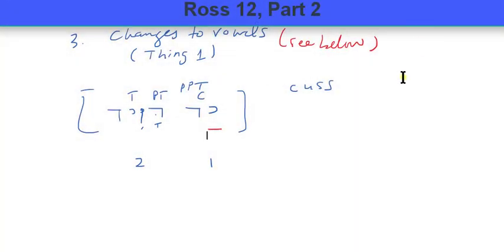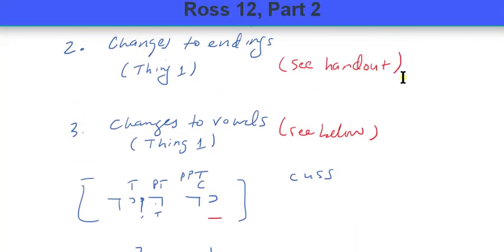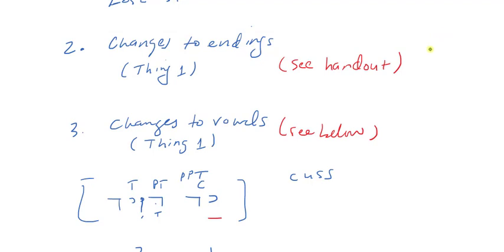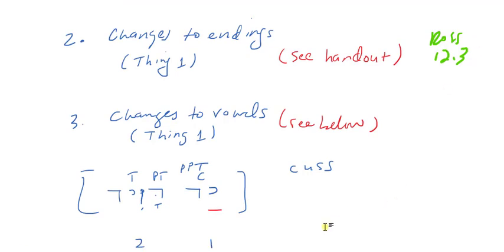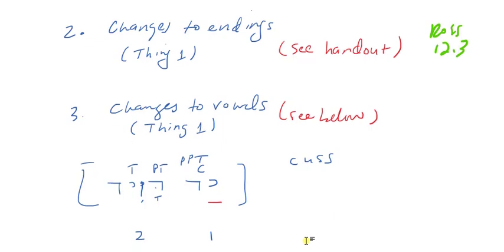All right. So in Ross 12.3, that's really what number 2 is here on my screen. So this would be where we find Ross 12.3. Change the endings. And those endings are on that handout that I showed you. In effect, the endings are not too difficult to learn, are they?